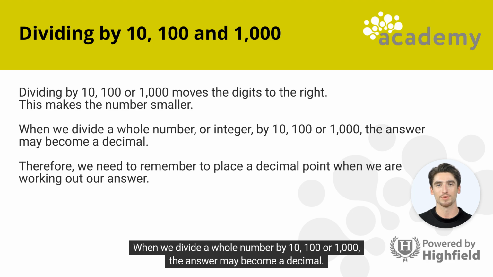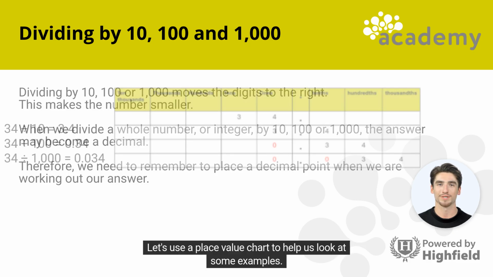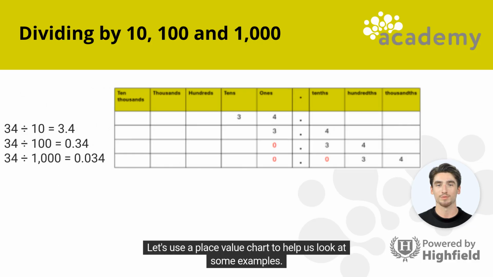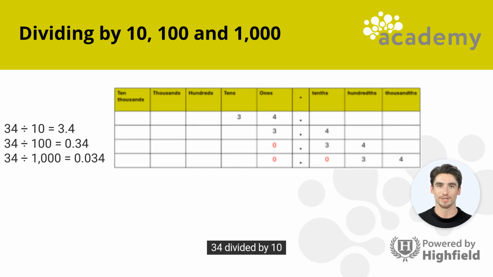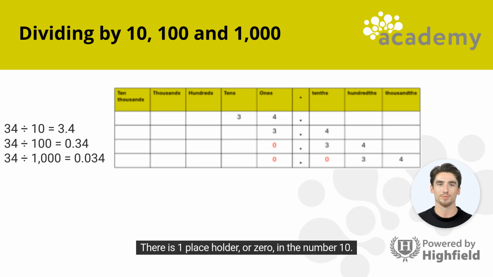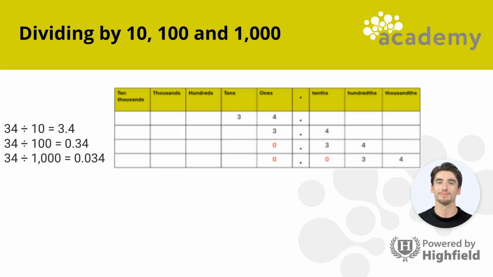When we divide a whole number by 10, 100, or 1000, the answer may become a decimal. Let's use a place value chart to help us look at some examples. 34 divided by 10. There is one placeholder, or 0, in the number 10. Since we are dividing, the digits will move one place to the right.